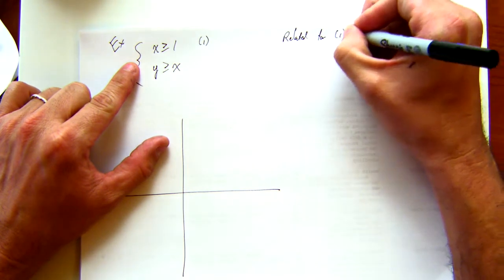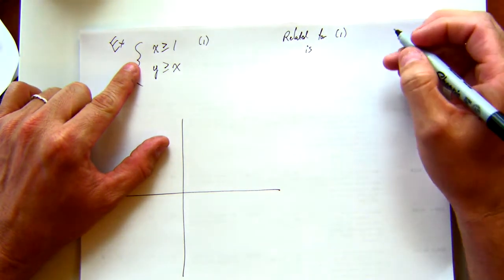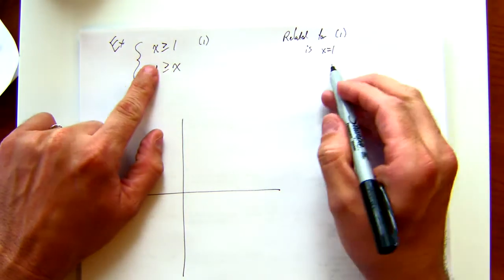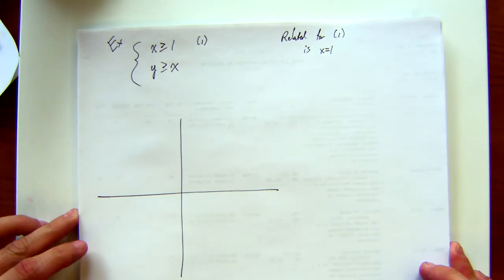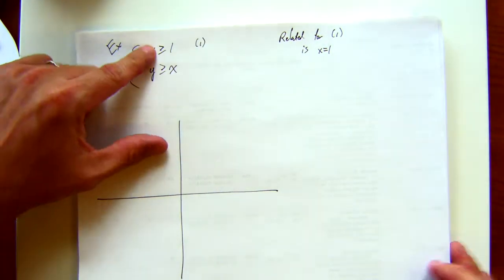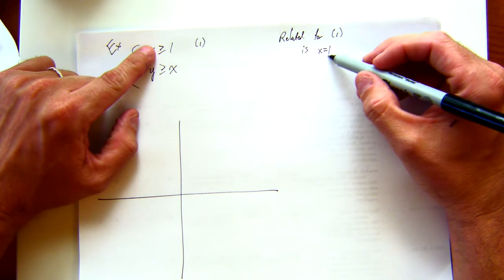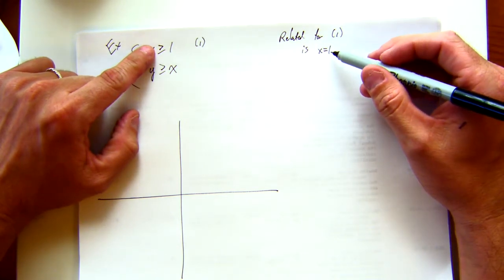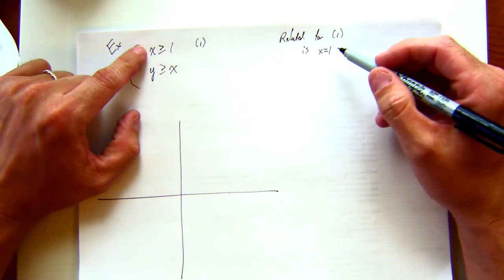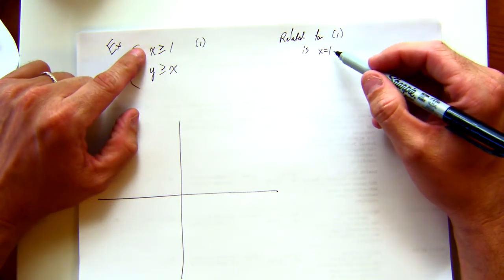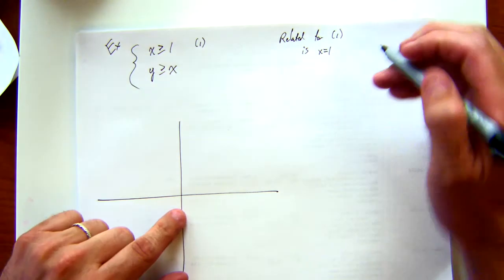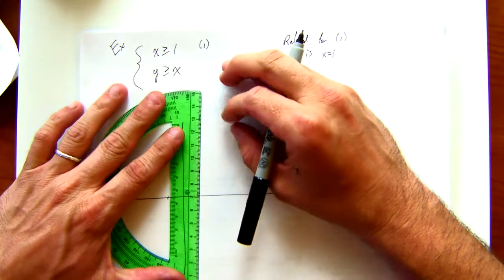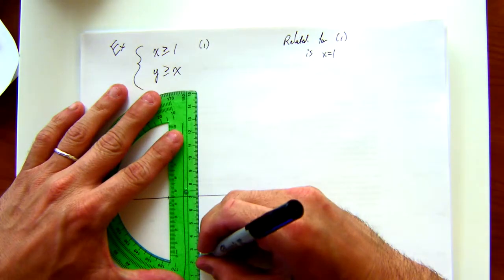Related for inequality 1 is what? X equals 1. Now what kind of line is the line x equals 1? It's going to be solid, but also what can you tell me about this line? Is it going to be vertical or horizontal? It's not just a point, it will be a line. It should be a vertical line going through x equals 1, and you guys told me it's supposed to be solid, right? So I'm going to draw that.